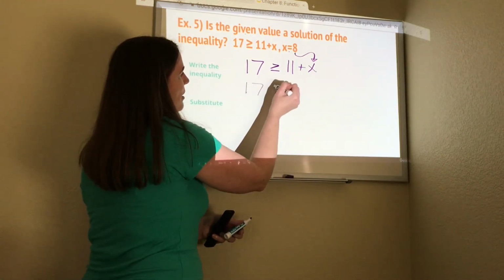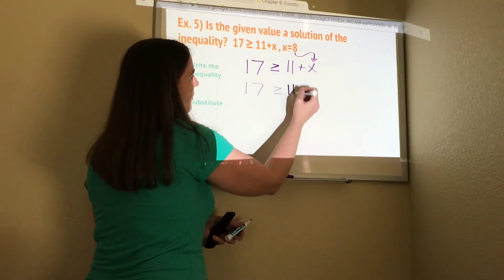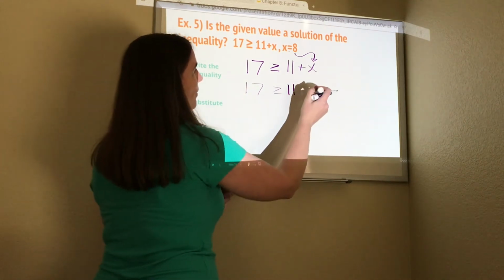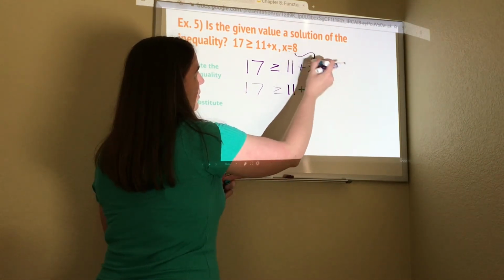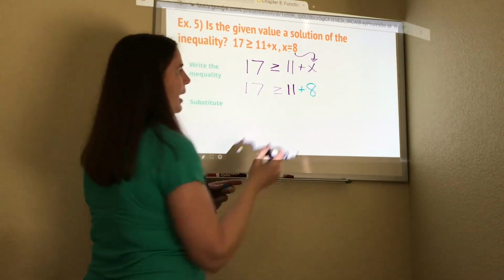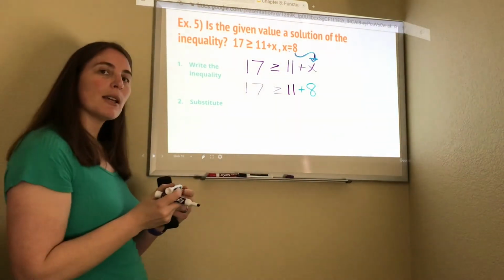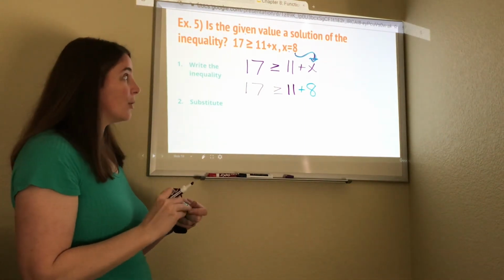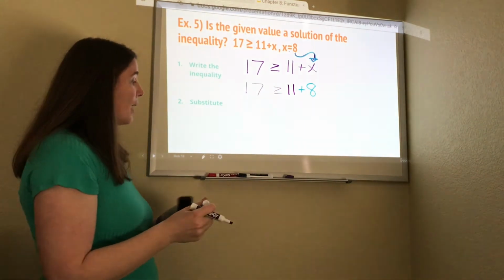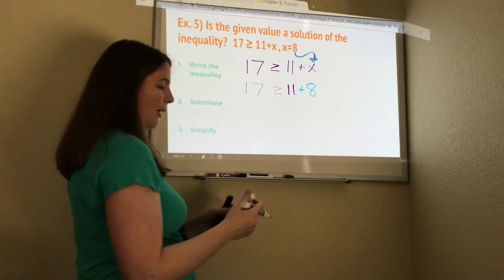So 17 is greater than or equal to 11 plus, I substitute it, the x is 8, so I'm going to put the 8 there. Okay, so I put this in here. So everything else stays the same except for your variable which you are substituting in. So now the next step is to simplify.